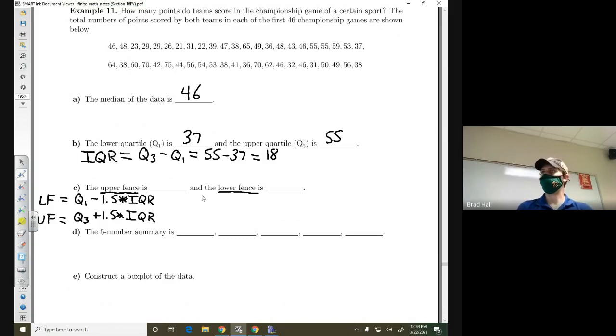Now we found IQR. And we just plug in Q1 and Q3 into their respective parts in the formulas. Q1 we found to be 37 minus 1.5 times 18. The other one is 55 plus 1.5 times 18.